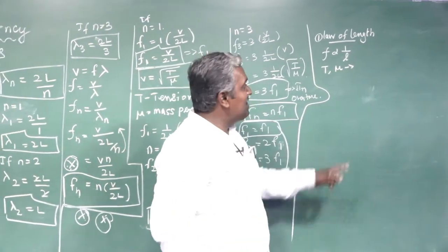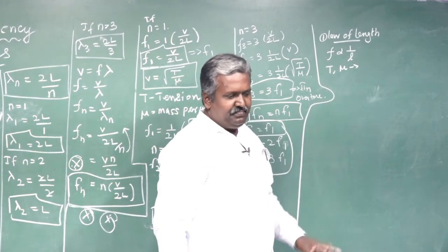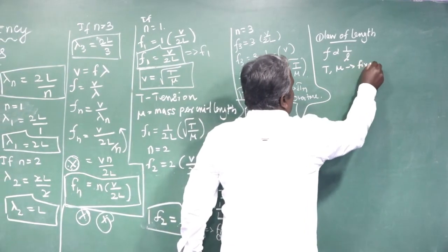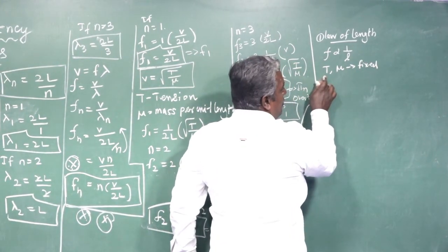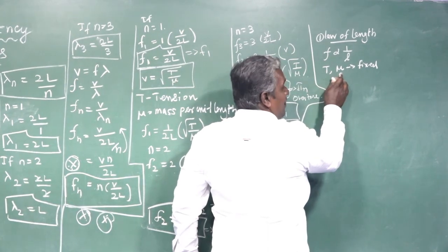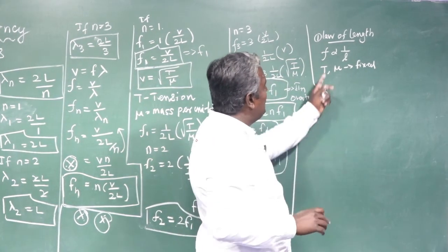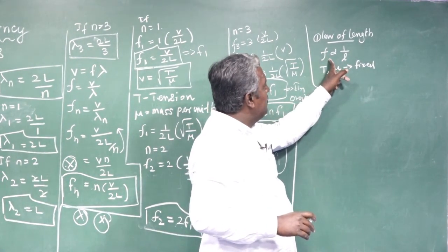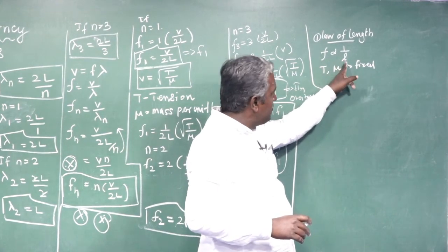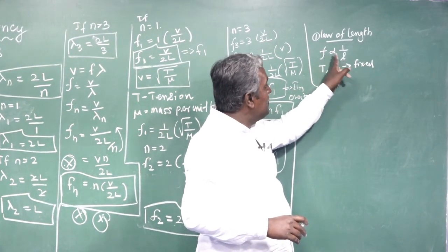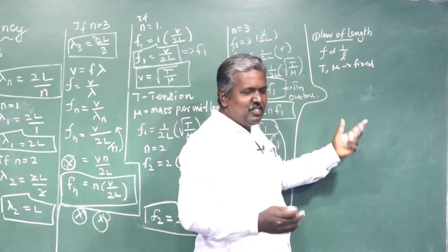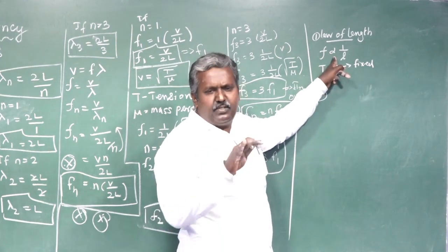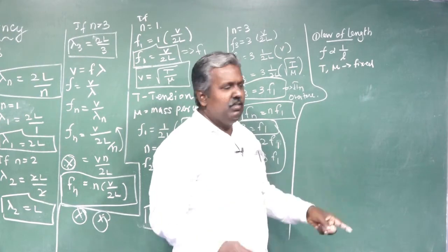Absent means here taken as fixed. So tension produced in the string and mass per unit length are fixed. Now tell me the law with the help of this simple formula. Frequency is inversely proportional to vibrating length. First you write this symbol or formula, then you can write a statement very simply with the help of this symbol.